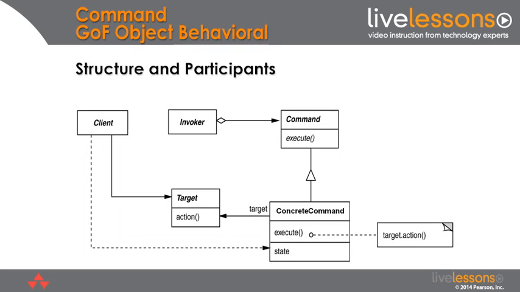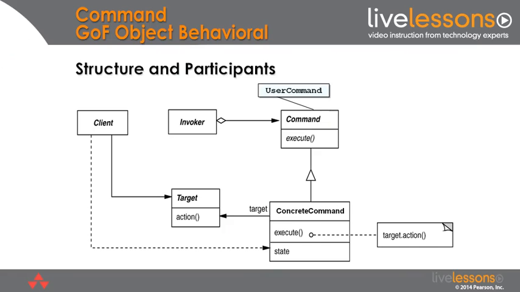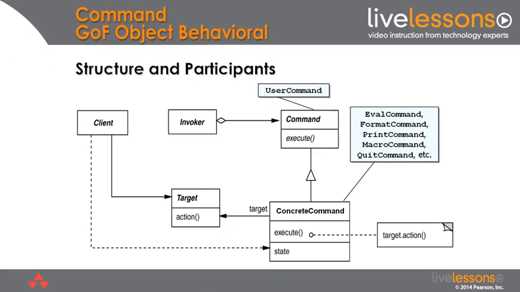Here's the way the Gang of Four book documents the structure and participants of this pattern, and we'll also map this onto the expression tree processing app as well. There's a base class called a command, which defines a method called execute. In our particular case, this will be the user command interface. There are then a variety of different subclasses or concrete commands that inherit or extend or implement the command interface or class. In our case, that would be eval command, format command, print command, macro command, and so on.